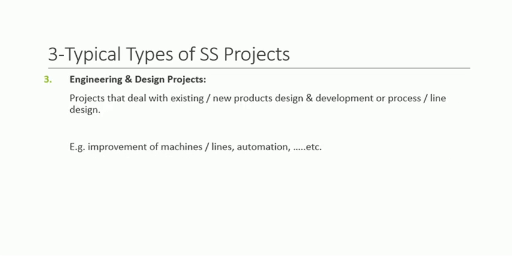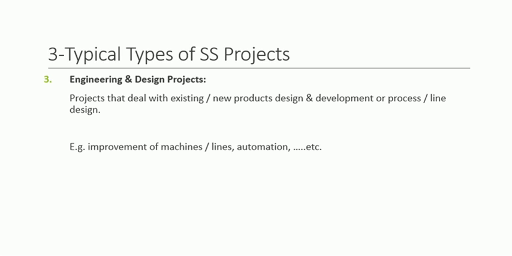Then the third and last one is the engineering and design project. These projects deal with the existing and new product design and development or process line design. Basically these will be working with the introduction of new processes, new manufacturing plants, new products in your organization. These also include the improvement of machines, line and automation. So basically engineering and design projects are of greater value and also involve different kinds of manufacturing plus the engineering methodology and processes for the improvement.